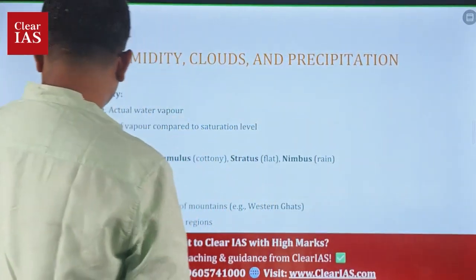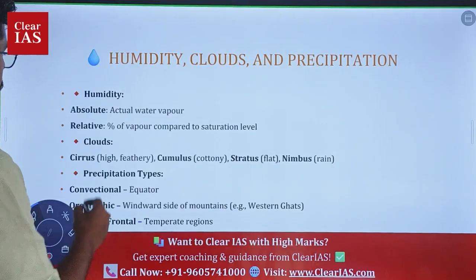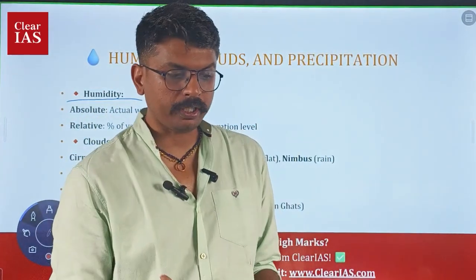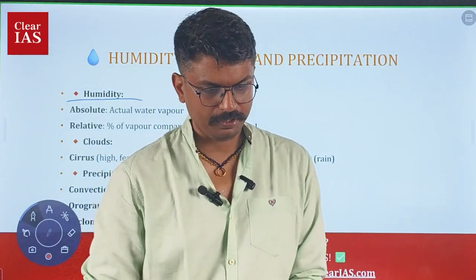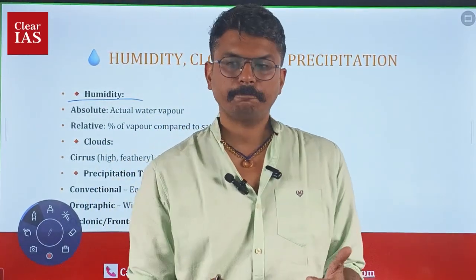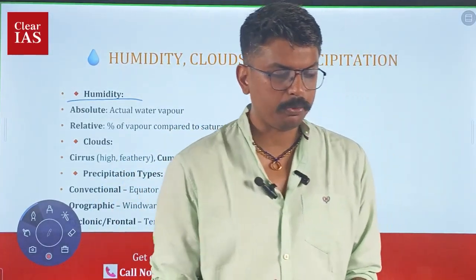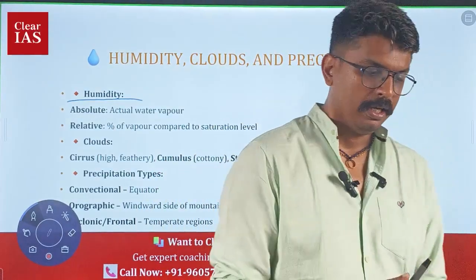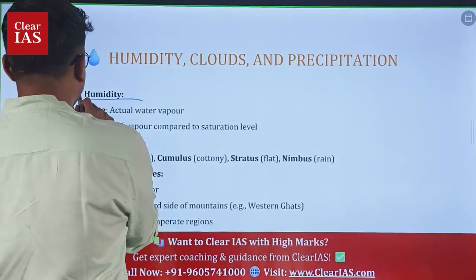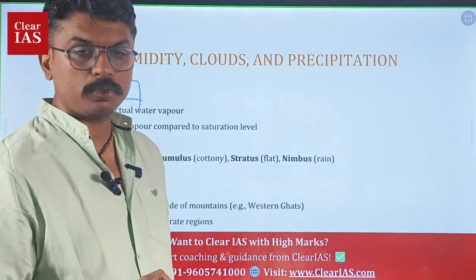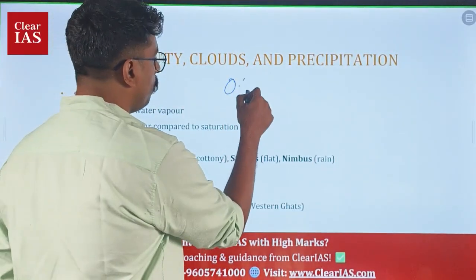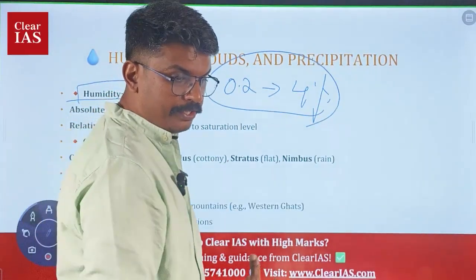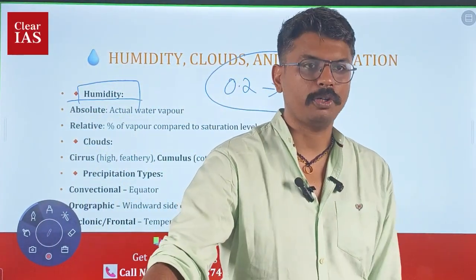So in the last class we discussed humidity. A simple definition of humidity would be the amount of water vapor present in the atmosphere. And why should we study humidity? Why do we need to know about water vapor? That's the first question we have to ask. Water vapor is a variable gas in the atmosphere. Variable means it varies from 0.2 to 4% in the atmosphere. So maximum variation occurs in the case of water vapor, right?